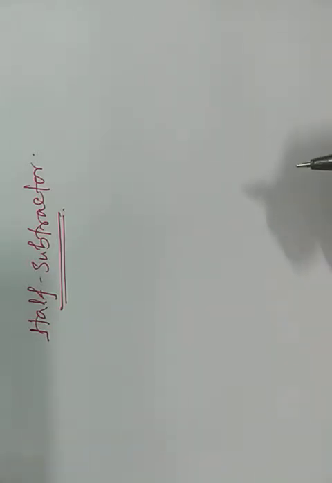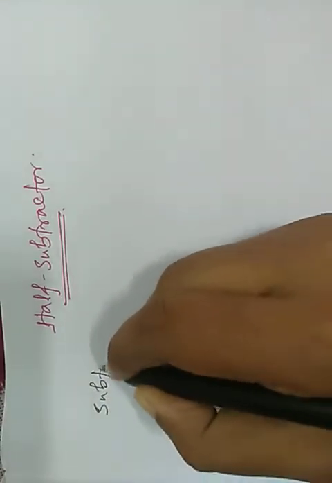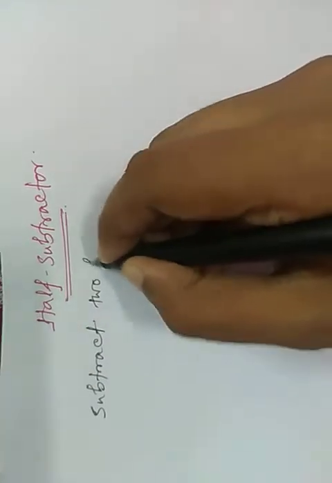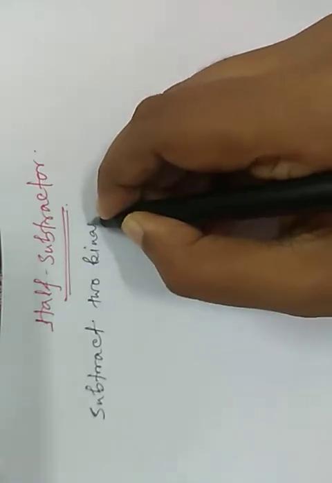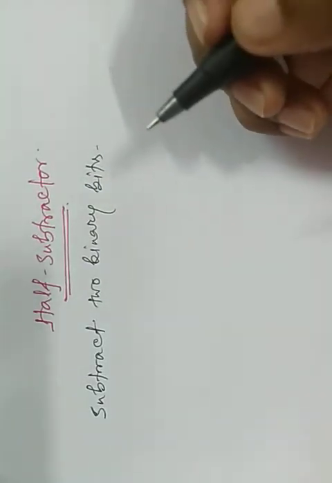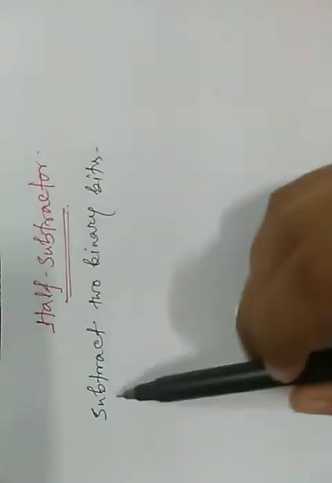So at first we have to know what is half subtractor. Half subtractor is a combinational circuit which is used to subtract two binary bits. As half adder can add two binary bits, similarly half subtractor can subtract two binary bits.